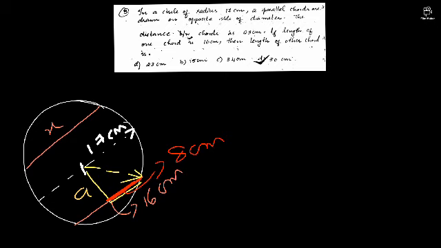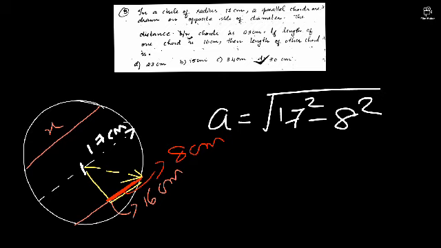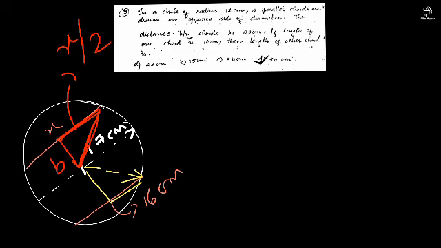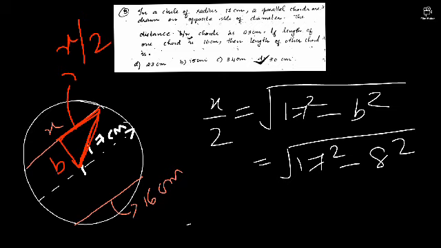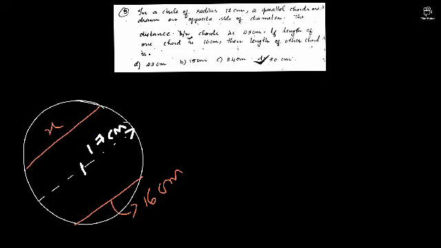And so according to Pythagoras theorem, a is equal to root of 17 square minus 8 square, that means 15 centimeter, and b will be 23 minus 15, that is equal to 8 centimeter. And considering the above right triangle, we know that x by 2 will be 15 centimeter, therefore x will be 30 centimeter. So the length of the other chord will be 30 centimeter.